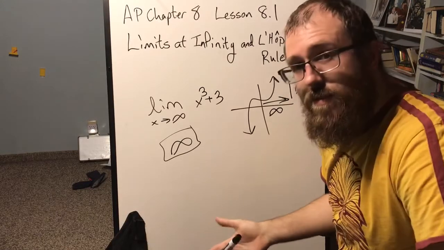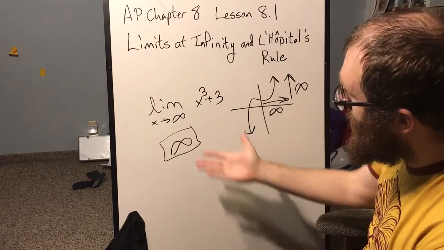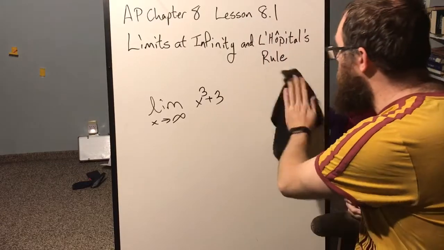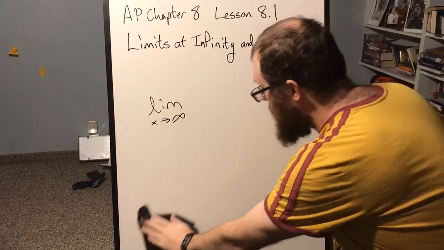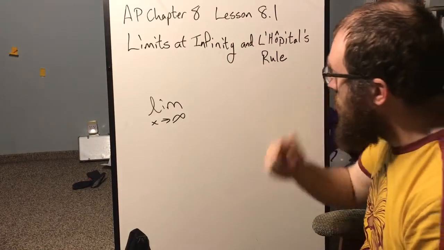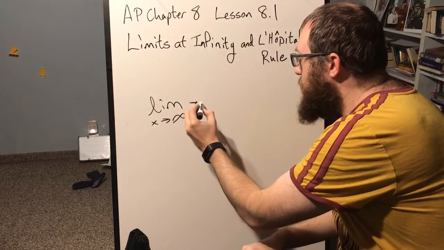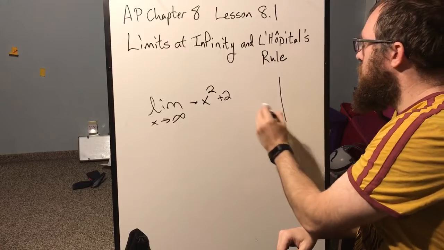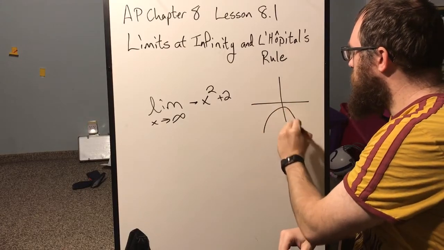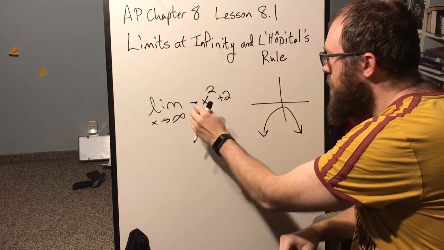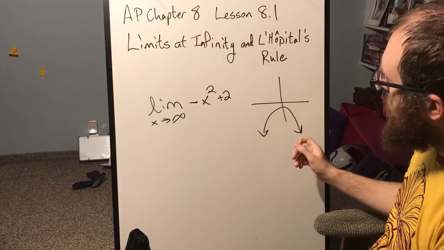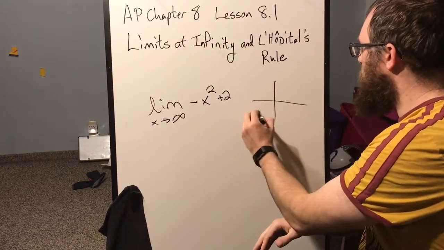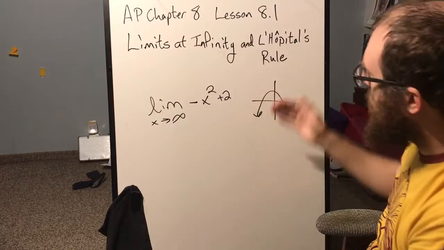So the question is, if the limit as x approaches infinity of every single function is infinity, right? I mean, is that true or is it not true? Well, let's look at the function negative x squared plus 2. So this is a frowny face parabola because you have a negative a value. So it looks like this. Oh, I moved it down though. So it actually looks like this. Frowny face parabola here.